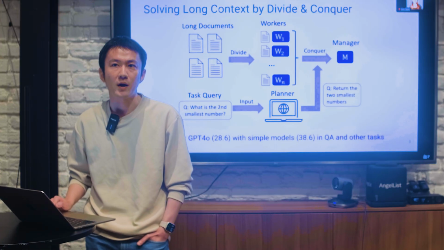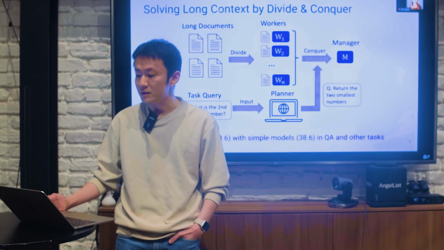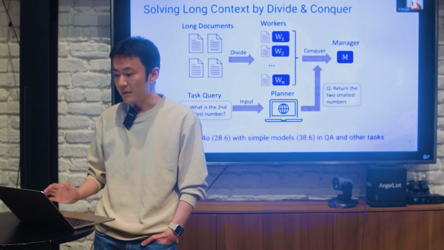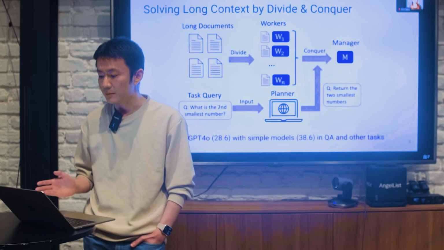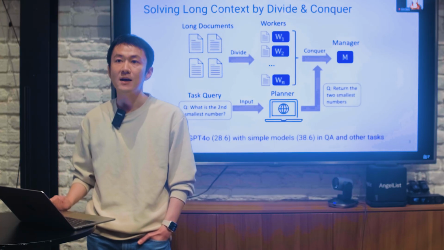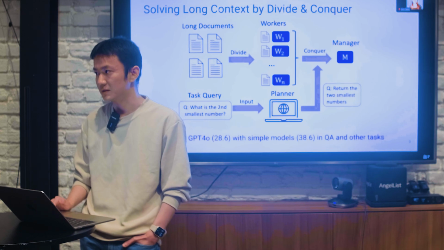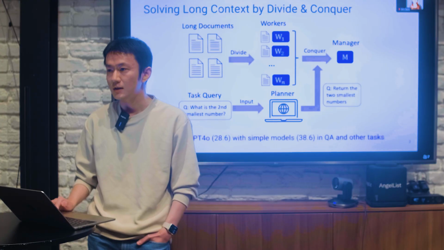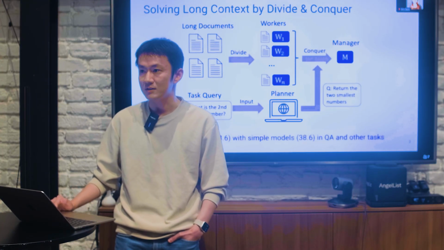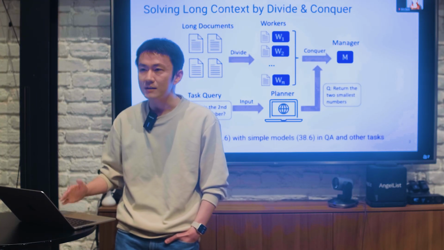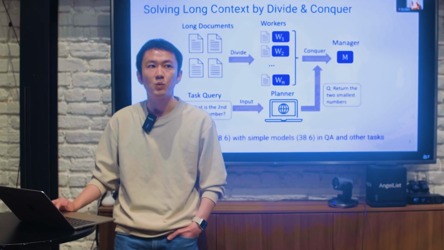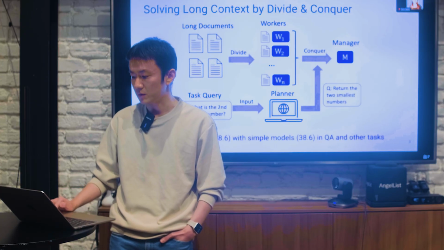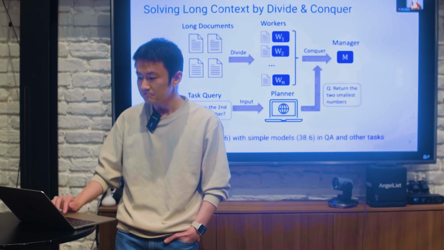Just think of this task query. Well, we want to find the second smallest number among a long list of numbers. So the planner agent will understand this query and come up with a job for each worker to return the two smallest numbers instead of the second smallest number. So the two smallest numbers from each chunk will be sent to the manager agent so that the manager agent can decide the second smallest number globally. So it's a very simple framework, but it turns out to work super well. We're able to beat GPT-4 with simple models like 8B open source models in QA and many other tasks.